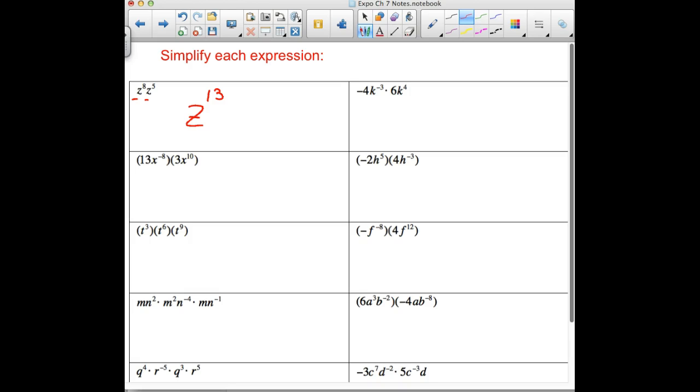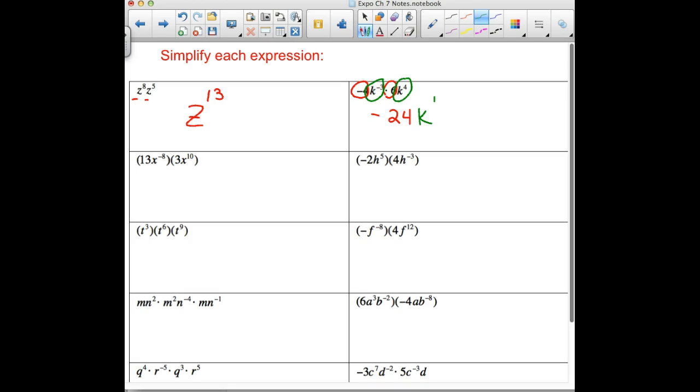In our next example, we have some coefficients. We have a negative 4 and we have a 6, those big numbers in front of our variables. We do not have any shortcuts for those, so we are going to have to multiply them. Negative 4 times 6 is negative 24. What we do have is we have common bases here and here. So k to the negative 3 and k to the 4. We can put that together as k to the first power.